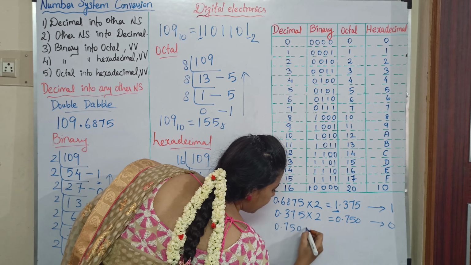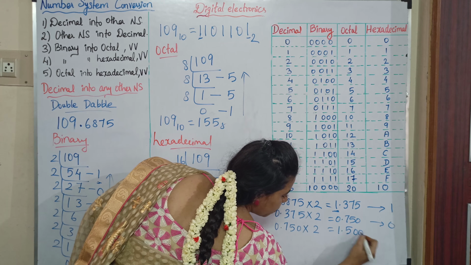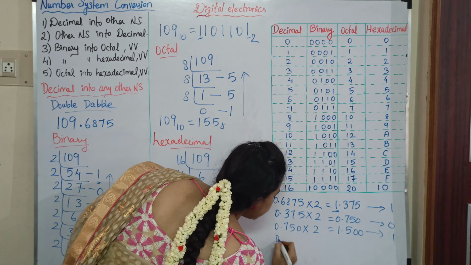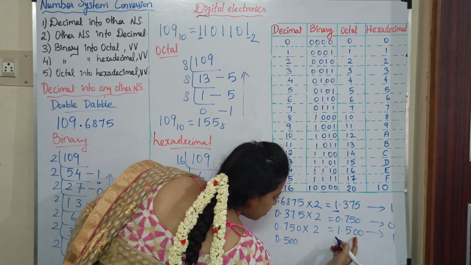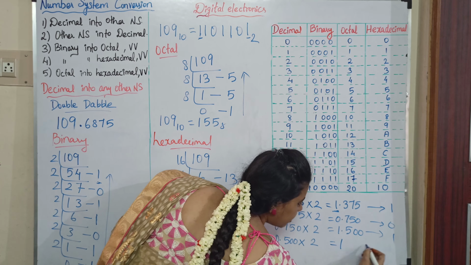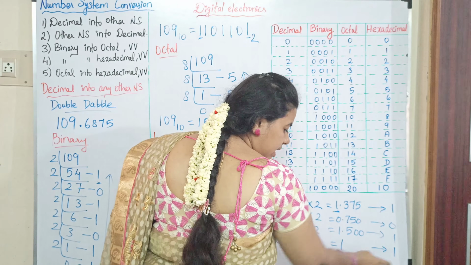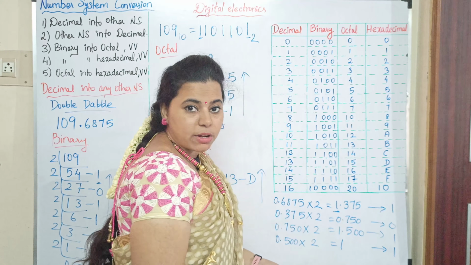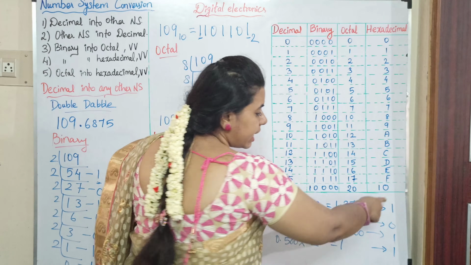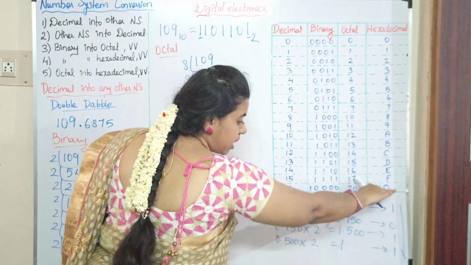Again 0.750. This is the fractional part. Into 2, 1.500. So here what is the integer part? 1. Again 0.500. So this is the fractional part. Into 2 equal to 1. Integer part equal to 1. This has the integer 1 and there is no fractional part. Okay, here fractional product is 0. So you can stop here and you have to write the integer value in the forward direction, up to down.